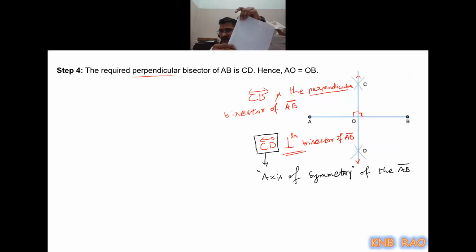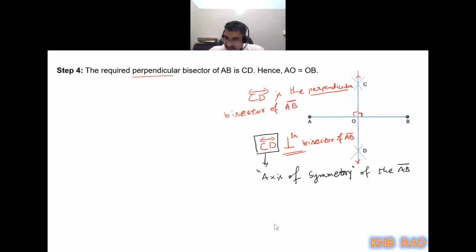Understood? Like your two palms, when you fold like this, they exactly cover. So they are symmetrical. Understood?